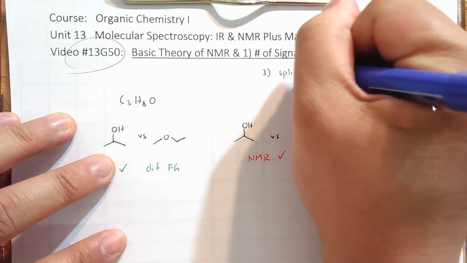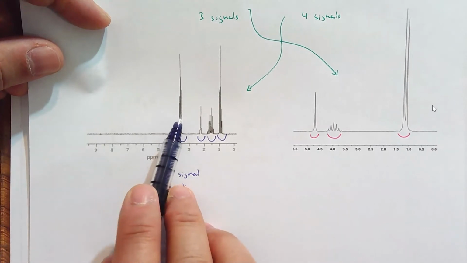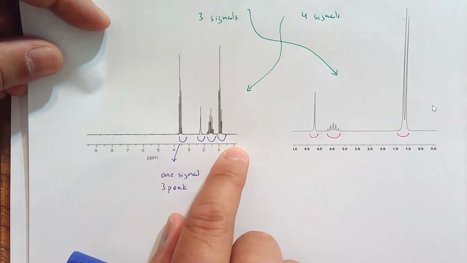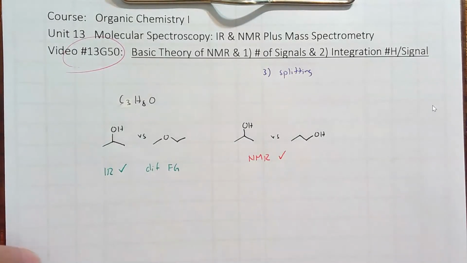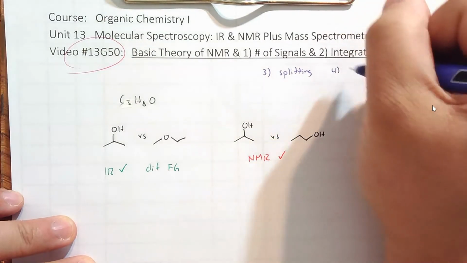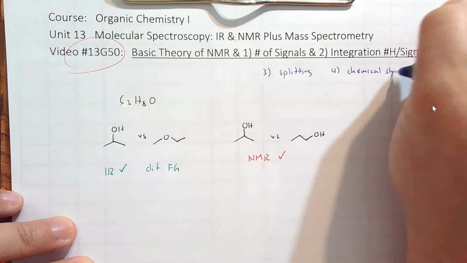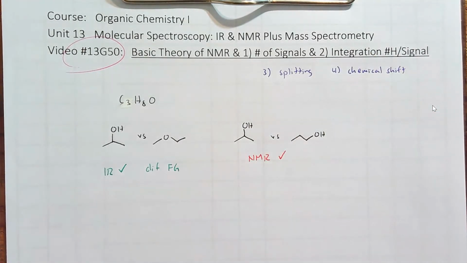Talked a little bit about that, right? This signal, I know it's kind of hard to see, but that is 3 separate peaks for one signal. 4 signals total. Splitting, and number 4 would actually be the location of the signal, called the chemical shift, in a different video. Theory.